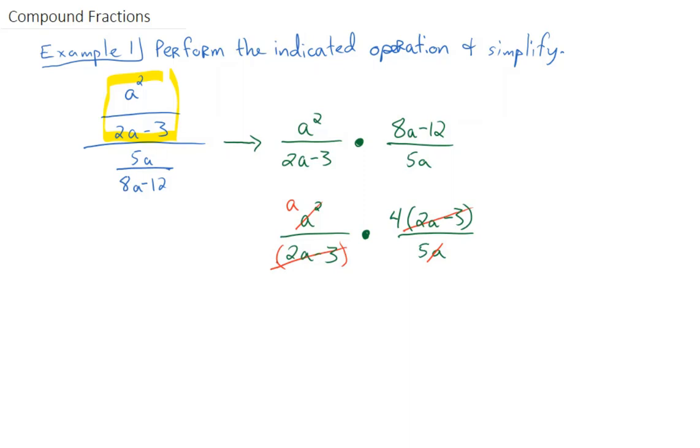And so that leaves me with 4a in the numerator. And then everything in the denominator canceled, so that's going to be a 1, but then that will divide down to just a 4a. And there we have it.